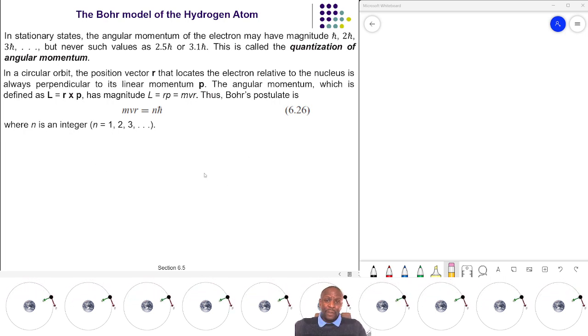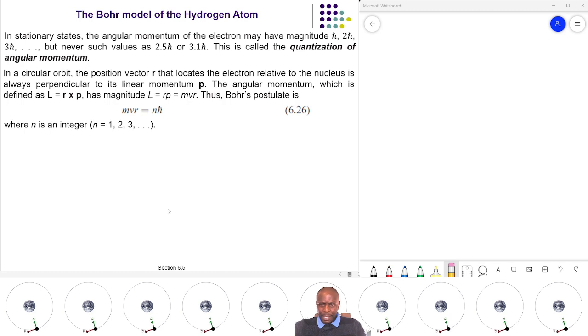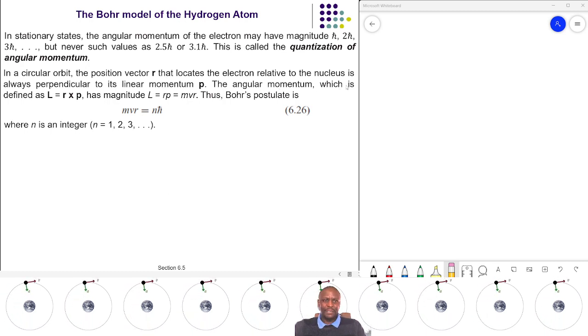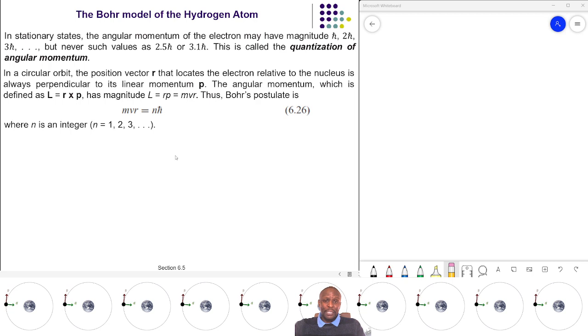Now, as we have seen, the position vector r that locates the electron relative to the nucleus is always perpendicular to the linear momentum. As we have seen, the r is always perpendicular to the velocity, and the velocity is within this momentum.